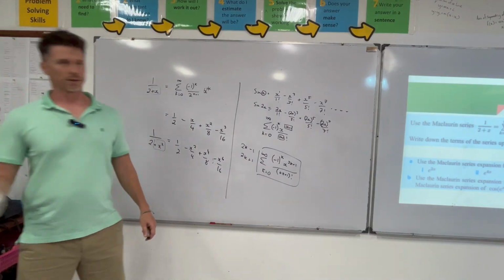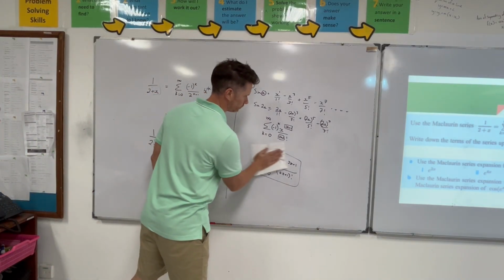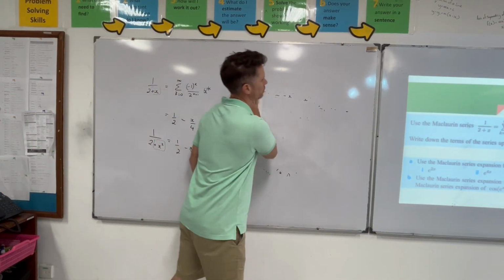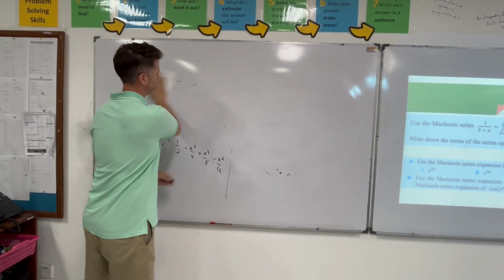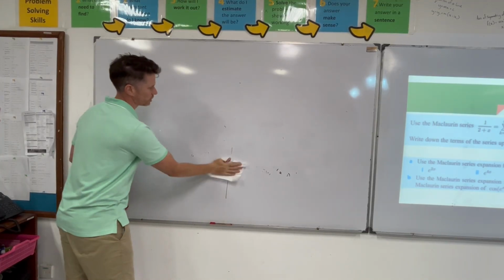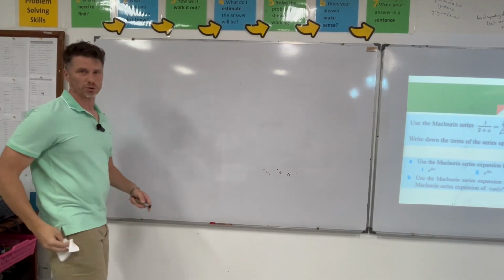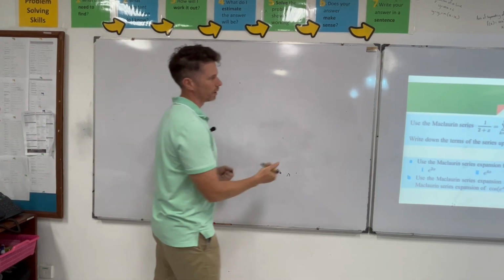For this first one, do you just multiply it by a negative term? Yeah. So it's just negative a half x squared. You're going to have to change. Every second one's going to be negative. All right, let's do this one.